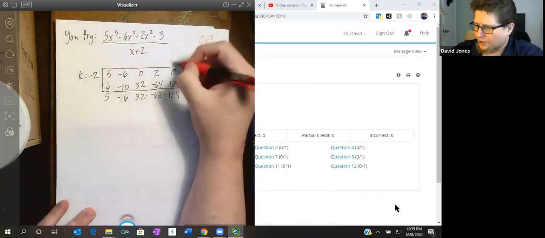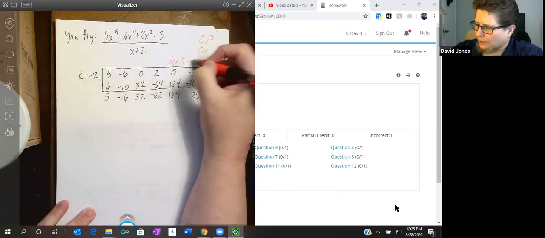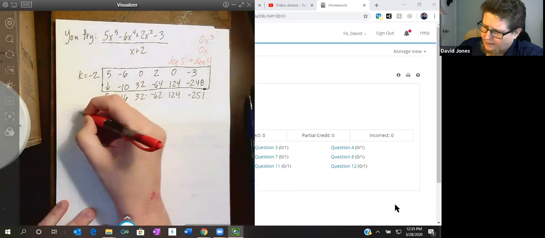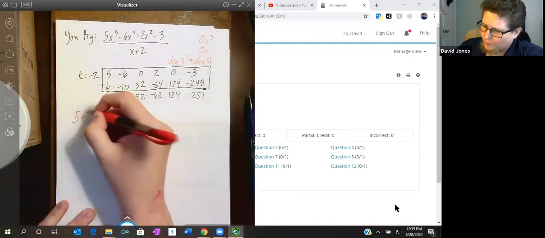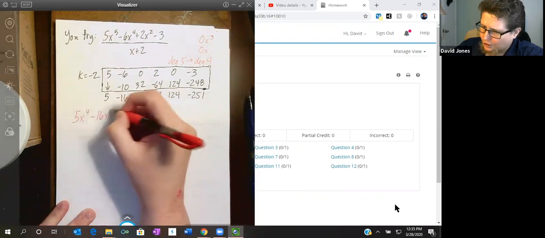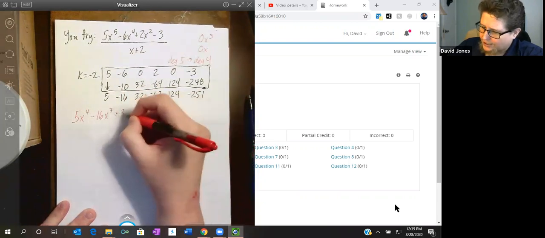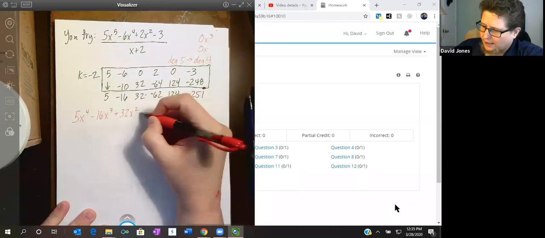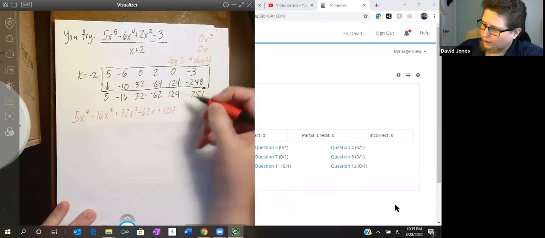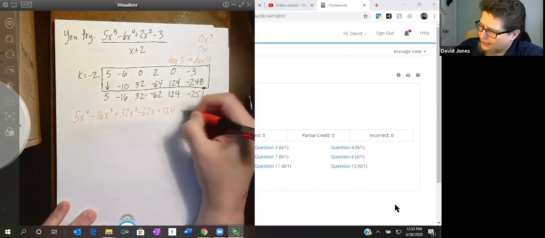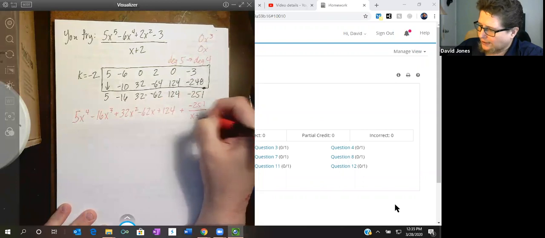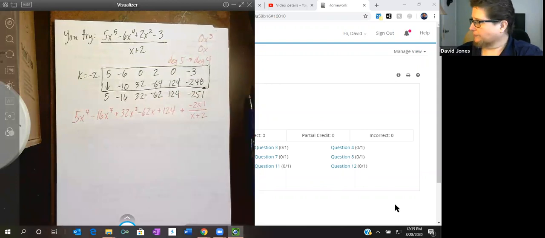We went from a degree of 5. Now we're going down to a degree of 4. 5x to the 4th power minus 16x cubed plus 32x squared minus 62x plus 124 plus negative 251 over the old denominator.